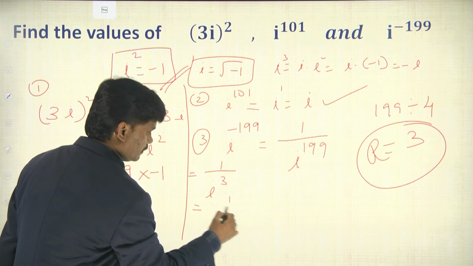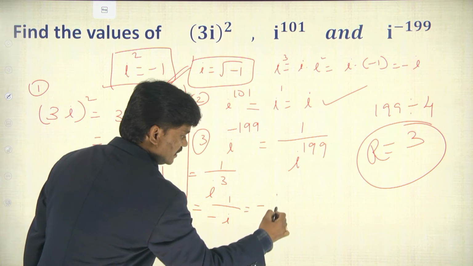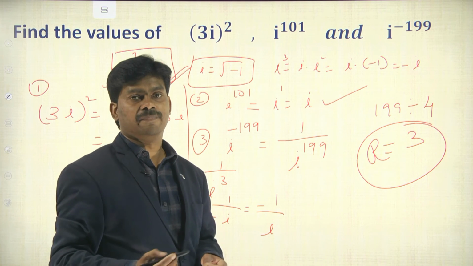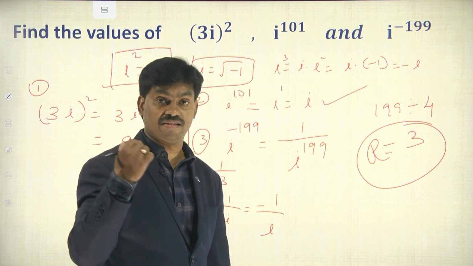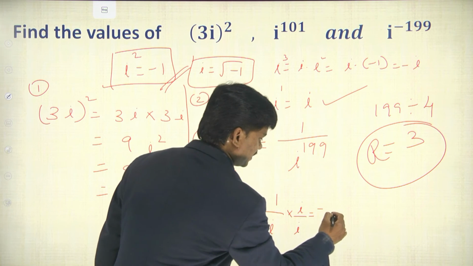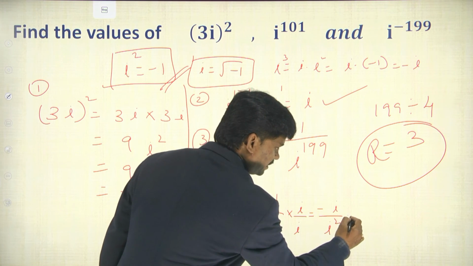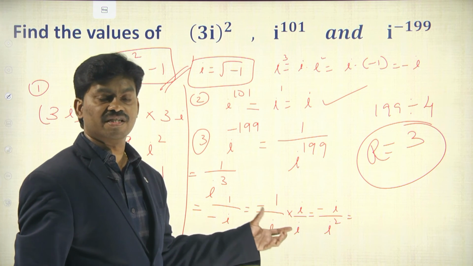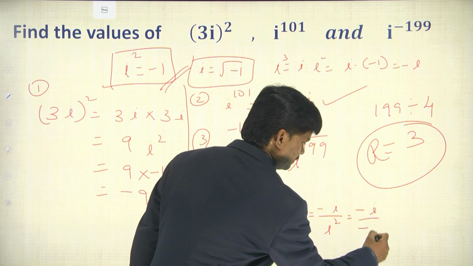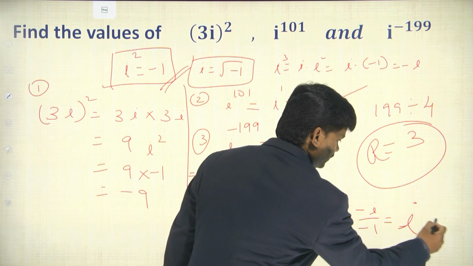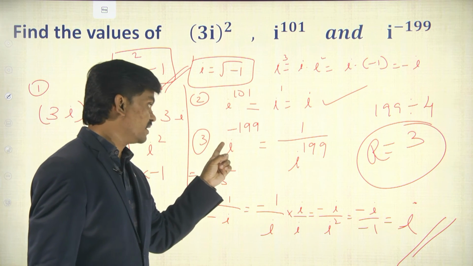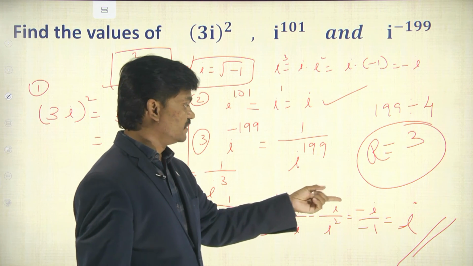Let me write it here. 1 by minus i, that is minus 1 by i. Since i is in the denominator, we shall multiply and divide by i, like rationalizing. Okay. So multiplying and dividing by i, we will get minus i by i square. In the denominator we got i square. What is the value of i square? Minus 1. Minus i by minus 1, the minus signs cancel. We get the value i. So i power 101 is i, and i power minus 199 is also i.